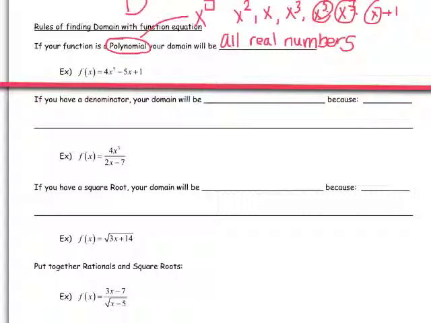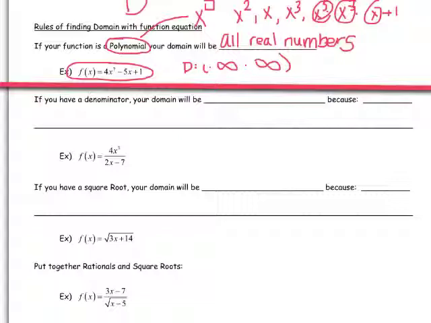So this is a good example. f of x is 4x to the 7th minus 5x plus 1. That's an example of a polynomial. Therefore, our domain is negative infinity to infinity. Okay? All right, let's do another one.